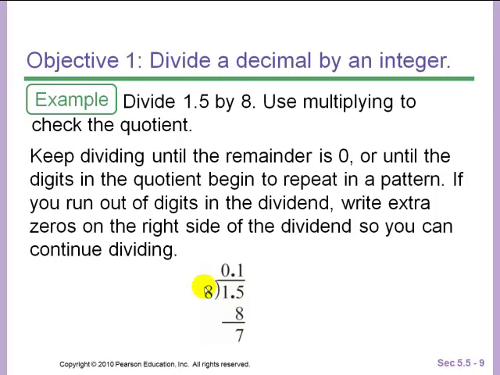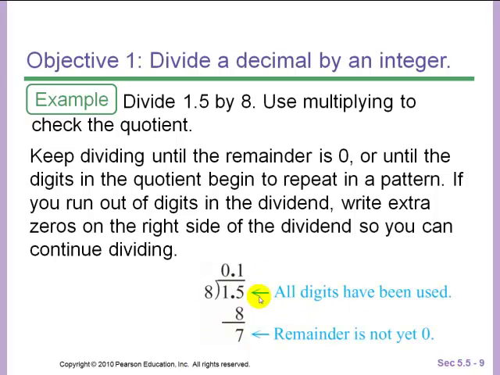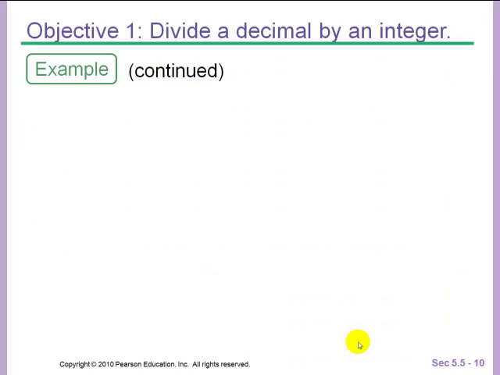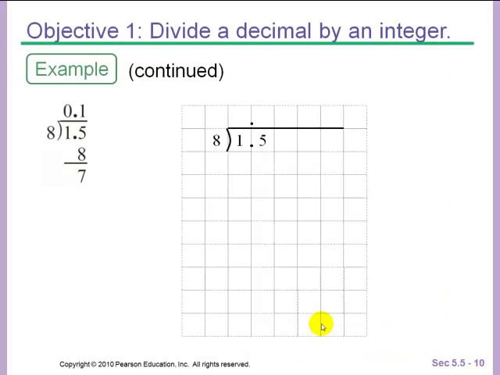Carry the decimal up. 8 goes into 15 one time. 1 times 8 is 8. We subtract and get 7. But the problem is, even though we have no more digits, we didn't get a remainder of 0. So we're going to have to do some more work with this. All digits have been used, but we don't have that 0 yet. So what we're going to do, and again I'm going to demonstrate this one on graph paper.